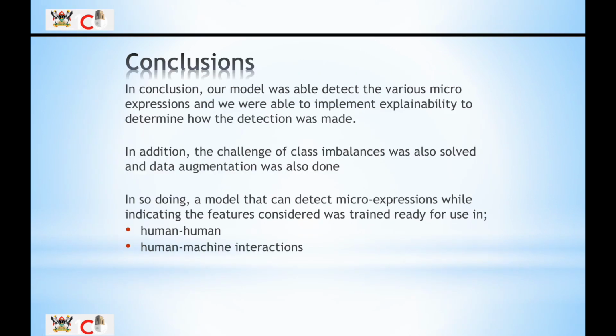Then as we conclude, our model was first of all able to detect various micro expressions, and we were able to also implement explainability to determine how the facial image detection was made. Then additionally, we were able to solve the challenge of class imbalances by using data augmentation. And finally, we trained a model that can be used in human and human-machine interactions, in things like Medicare, counseling, and also in security interrogation, to be able to tell who is lying and who is telling the truth.